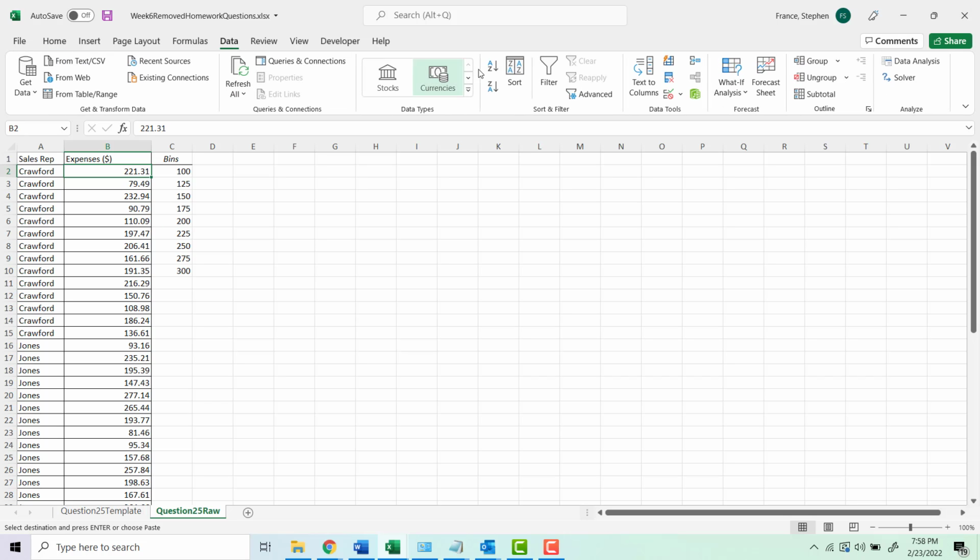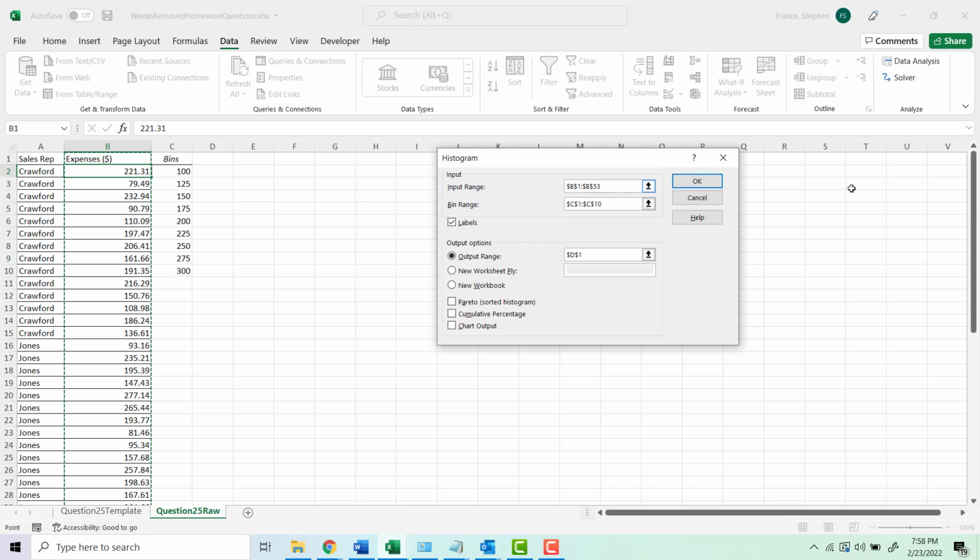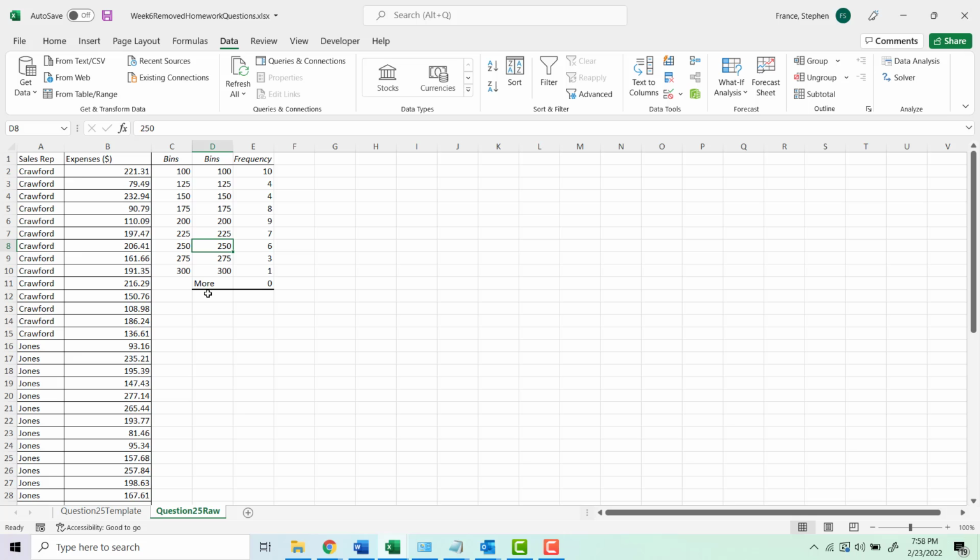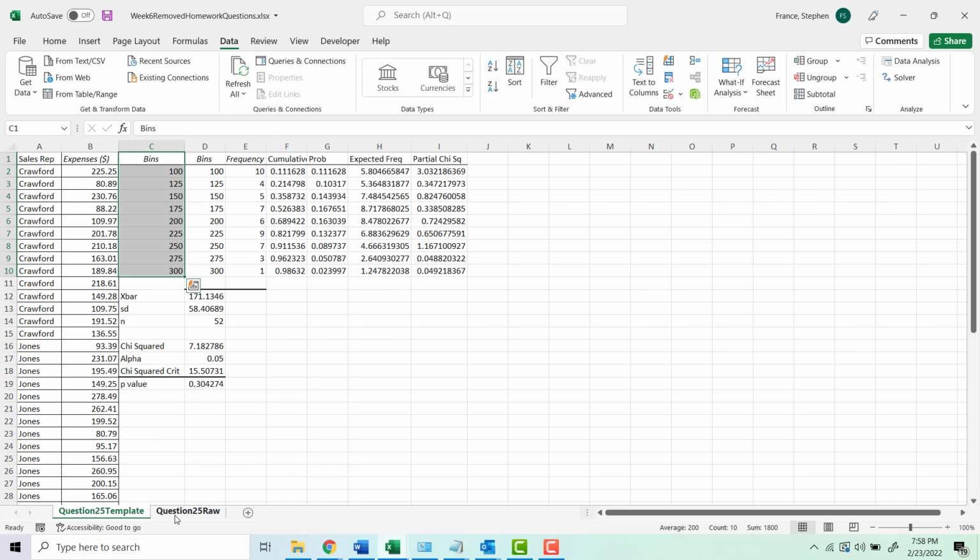So let's go to Data, then Data Analysis, and Histogram. You can see this is because I was playing around, I was doing it before. The input range is B1 to B53, and the bin range is C1 to C10. We're going to output in the next column, D1. Okay, and we'll just remove them all. Okay, and the next thing we want to do, let me just check I've got this right.